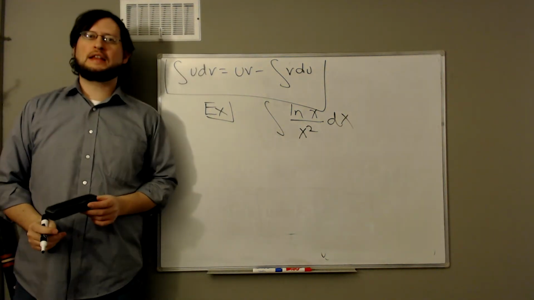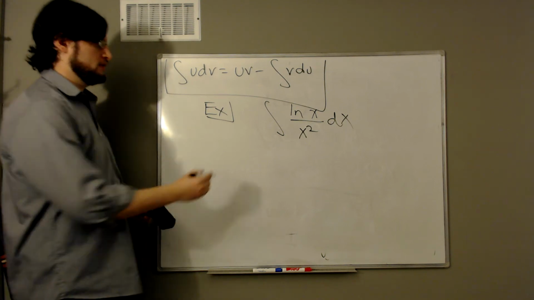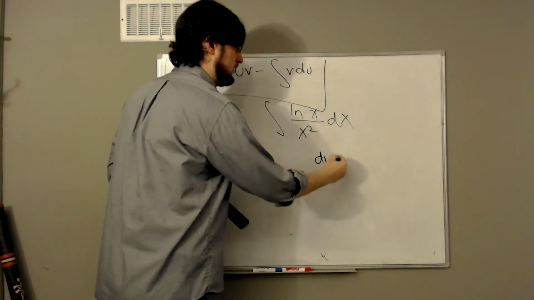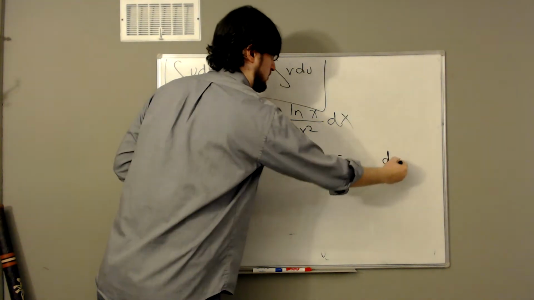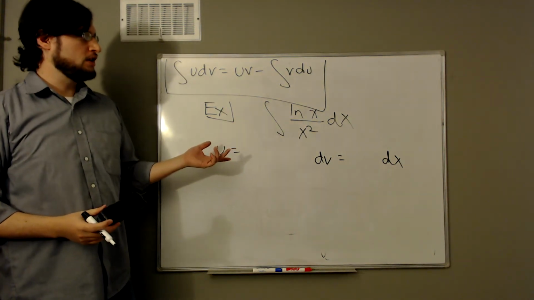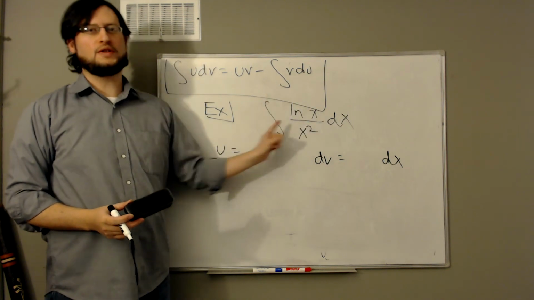Antiderivative of ln x over x squared dx. So we need to pick a u, and we need to pick a dv. Our dv is going to include the dx. We see two pieces. I see an ln of x, and I see a 1 over x squared.